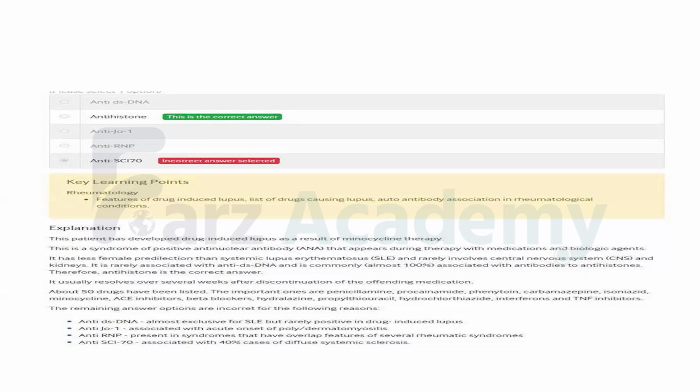Anti-dsDNA antibody is almost exclusive for SLE but rarely positive in drug-induced lupus. Anti-Jo1 is associated with acute onset of polymyositis or dermatomyositis. Anti-RNP is present in syndromes that have overlap features of several rheumatic syndromes. Anti-Scl70 is associated with 40% of cases of diffuse systemic sclerosis.